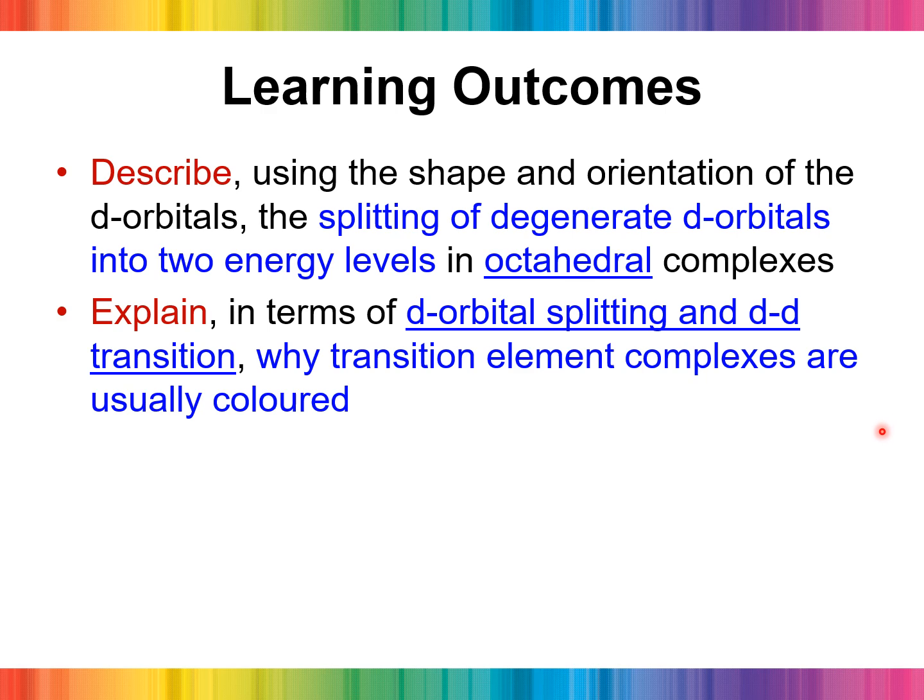For this particular segment, here are the learning outcomes. You're going to learn how to describe, using the shapes and orientation of the 5 d orbitals that I mentioned in lecture 1, how that brings about the splitting of degenerate d orbitals into 2 energy levels in octahedral complexes. Your syllabus only focuses on octahedral complexes. And also to explain, in terms of d orbital splitting and d-d transition, why transition element complexes are usually colored. This is a very, very big concept.